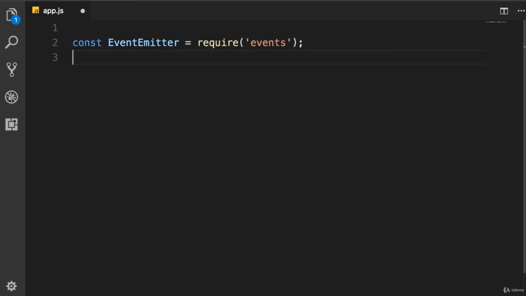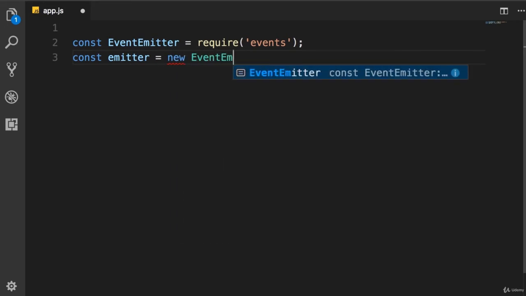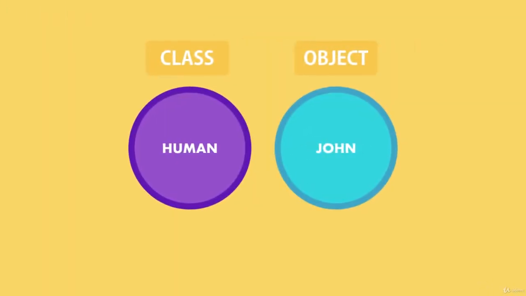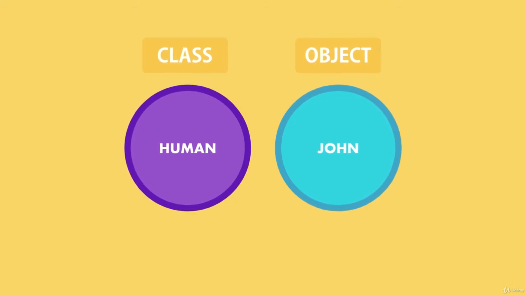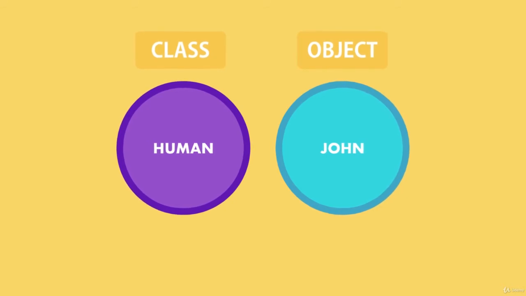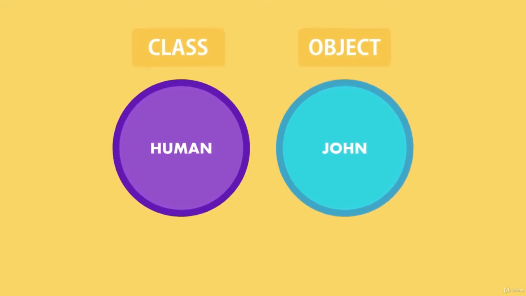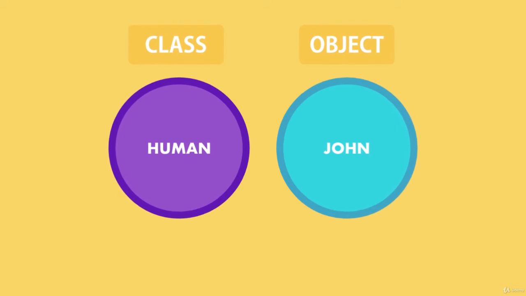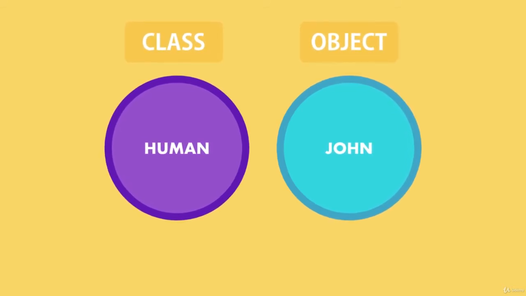Now here, in order to use this EventEmitter, first we need to create an instance of this class. So constant emitter, we set this to new EventEmitter. So here, this emitter is an object. In case you don't know the difference between a class and an object, let me give you a metaphor. A class is like human, and an object is like an actual person, like John, Mary, and so on. So a class defines the properties and behavior of a concept, like a human, but an object is an actual instance of that class, okay?